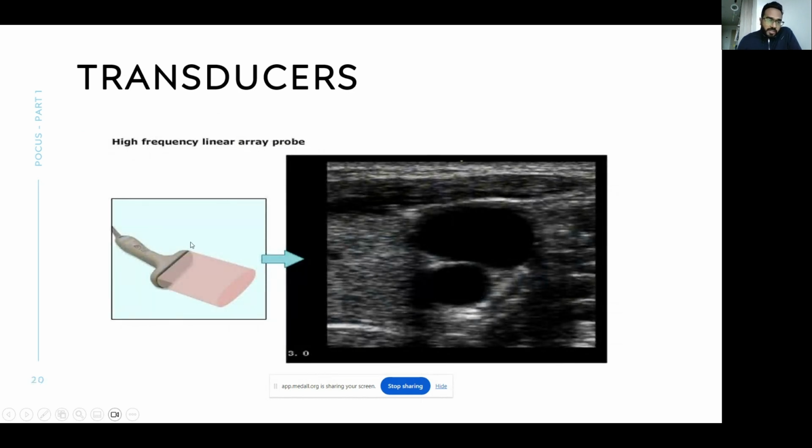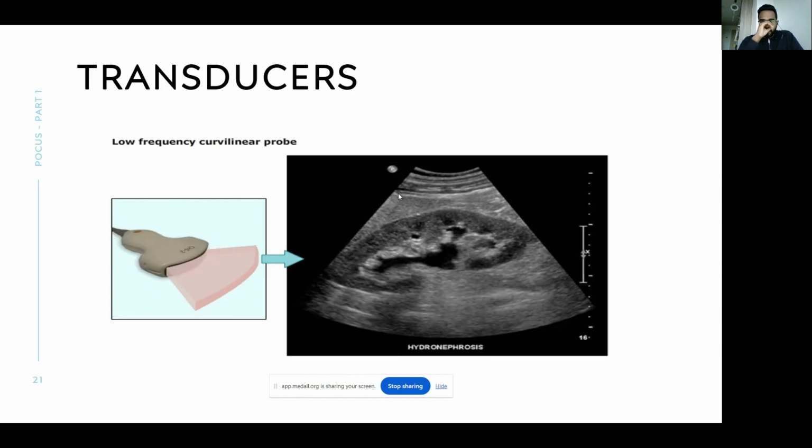So in linear, because of the way the arrays are housed, the sound waves come out in the form of a rectangular sheet, and the image is also seen in a rectangular fashion. This is a high frequency probe, meaning the sound waves are usually released around 12 megahertz. Because of that, the depth will be very small. Very good images are seen at less than 5 centimeters, but it can go up to 10 centimeters of depth within the body. It is very good for resolution in that small depth, but it can't go much deeper into the tissue.